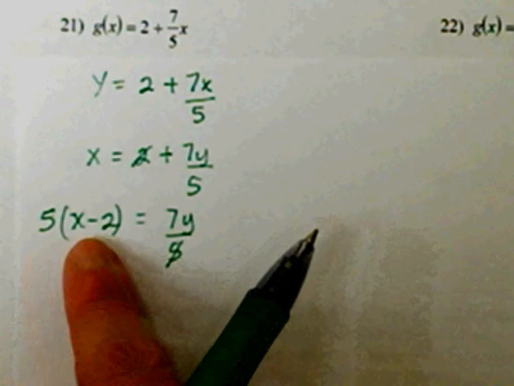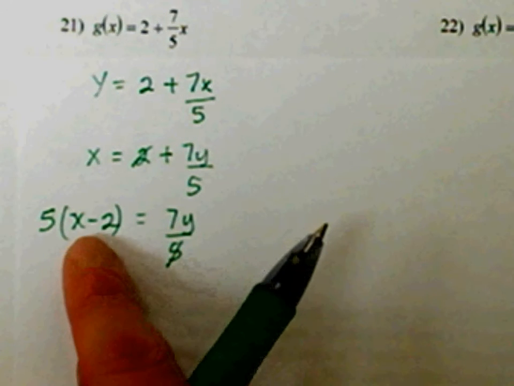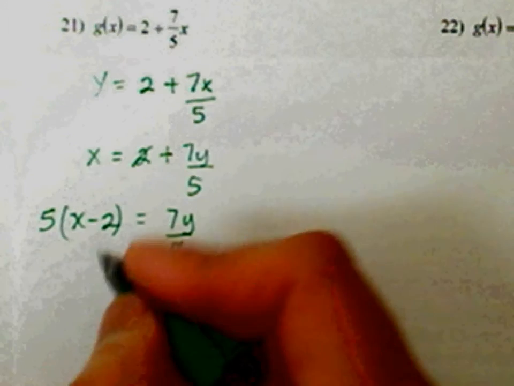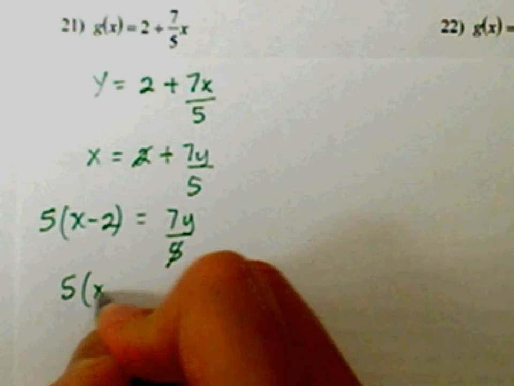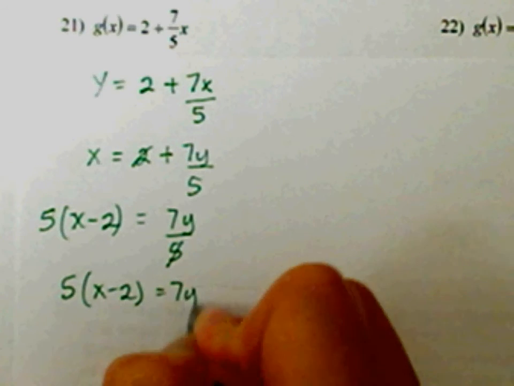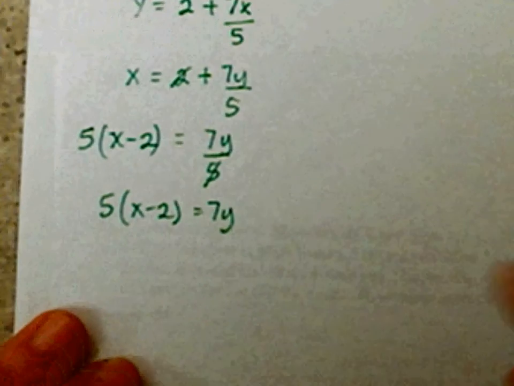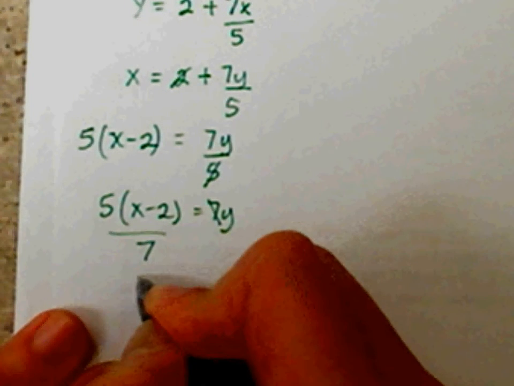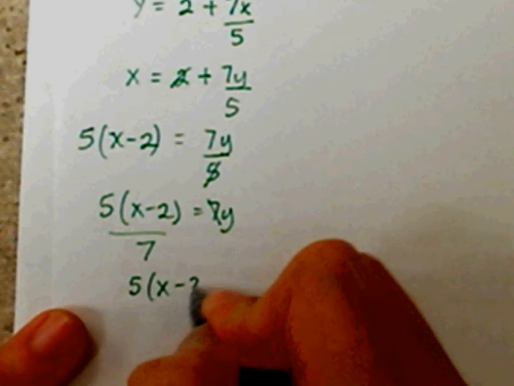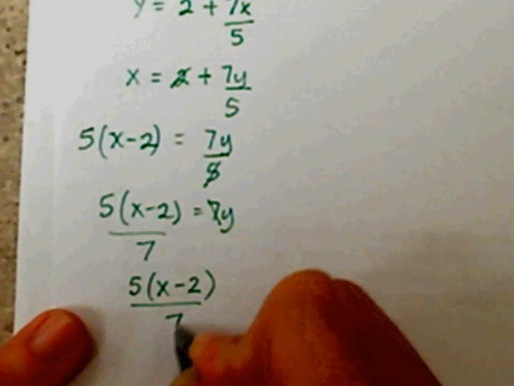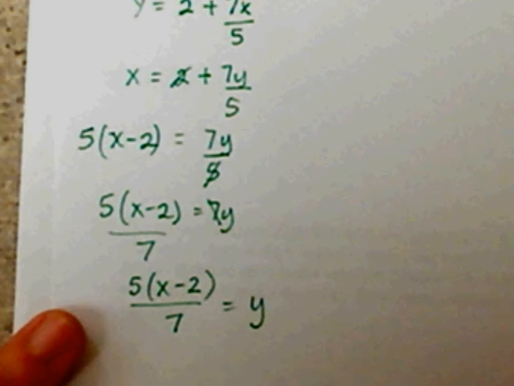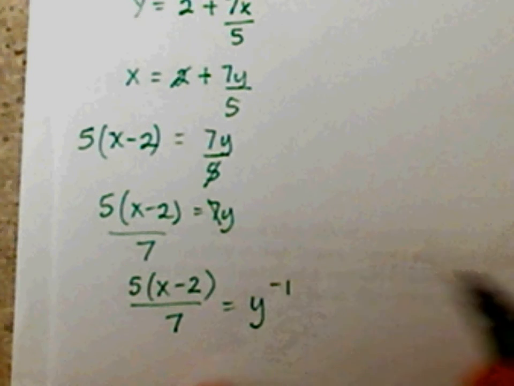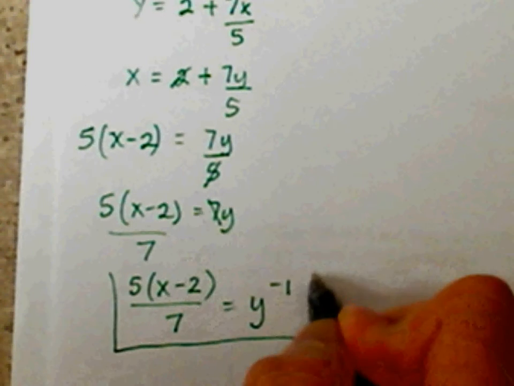Some of you will distribute this. Some of you will leave it just like you see it. I'm going to leave mine, and that is okay. So you now have 5 parentheses x minus 2 is equal to 7y. How do you solve for y? Divide both sides by 7. So now you have 5(x minus 2), divided by 7, is equal to y. You have solved for y. You have found the inverse, with that -1 to show that you now have an inverse.